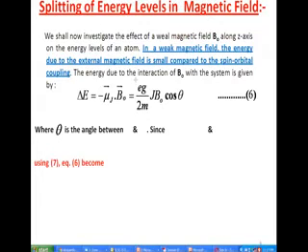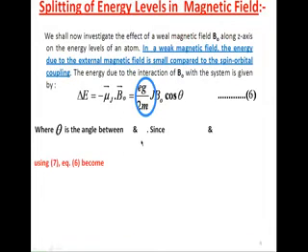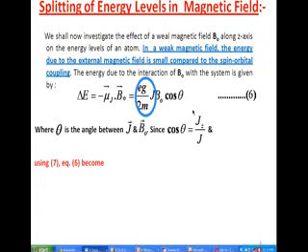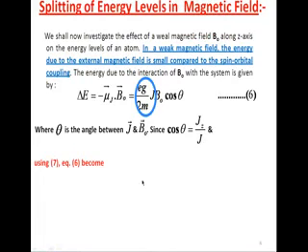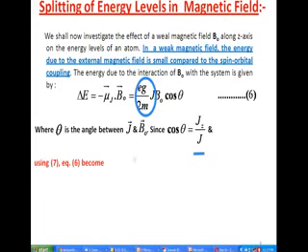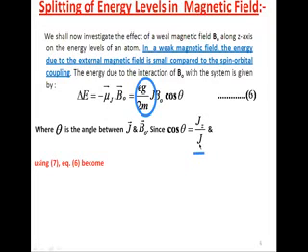And the value of this mu J is equal to e g over 2m into J, where theta is the angle between mu J and B naught, that is J and B naught. Now since this cos theta is equal to the z component of J over J, the value of this z component of J can be written as m J into h cross.